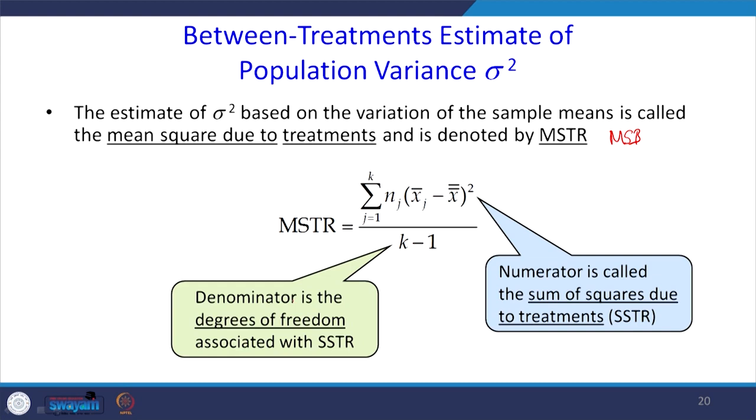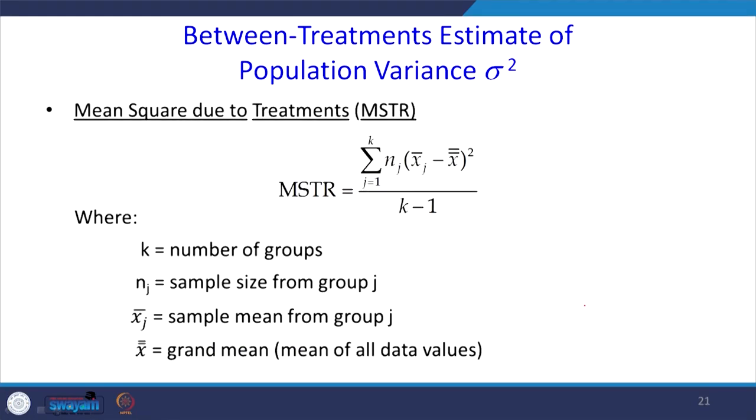So, the denominator is the degrees of freedom associated with the sum of squares due to treatment. The numerator is called the sum of squares due to treatment, SSTR, divided by degrees of freedom. This is the between treatment estimation of population variance sigma square, the mean square due to treatment, that formula which you have seen in previous slides. So, what is the meaning of k? K is the number of groups, the number of columns, Nj is the sample size from group j, Xj bar is the sample mean from group j, X double bar is the grand mean of all data values, the overall mean.